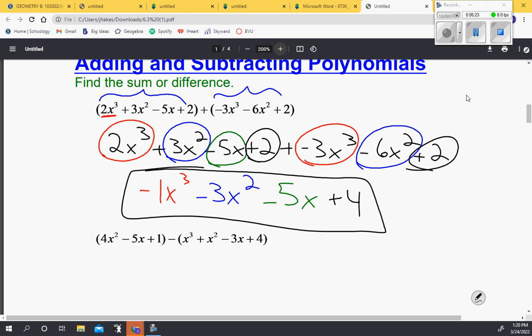That's as far as I can take it. That's as simple as I can make that polynomial. That is it. That's our final answer. Okay, it's written in standard form because we go from the highest exponent to the lowest. And we combine all like terms.